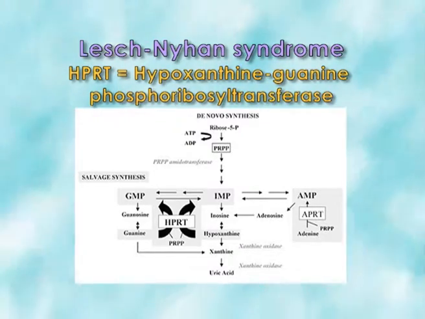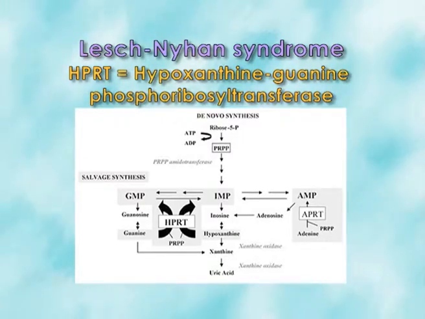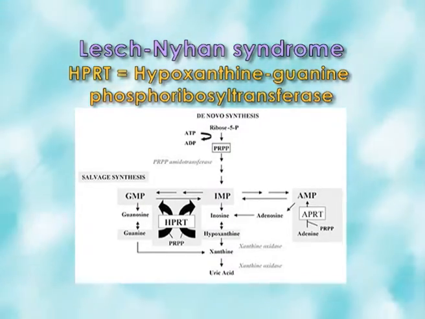Next one, Lesch-Nyhan syndrome, that is related to a very important enzyme related to the HPRT1 gene, that is hypoxanthine guanine phosphoribosyl transferase, which is needed for the breakdown of DNA and RNA to the purine. If it is not well formed, ultimately the uric acid, which is not metabolized, will be accumulated and cause gout formation.